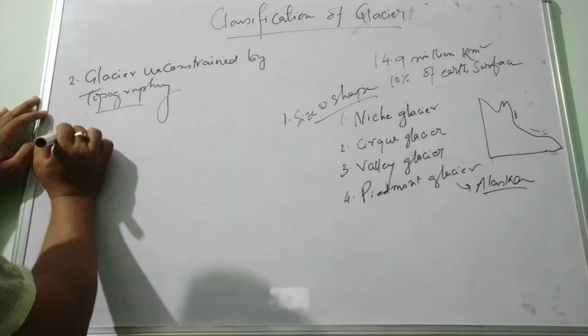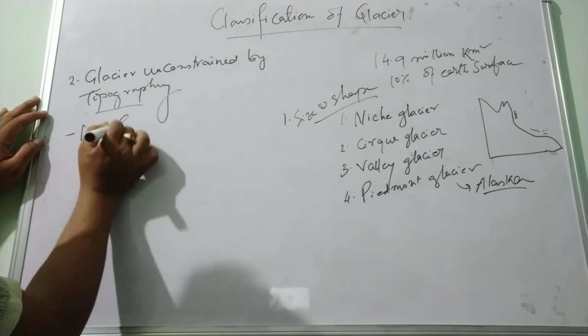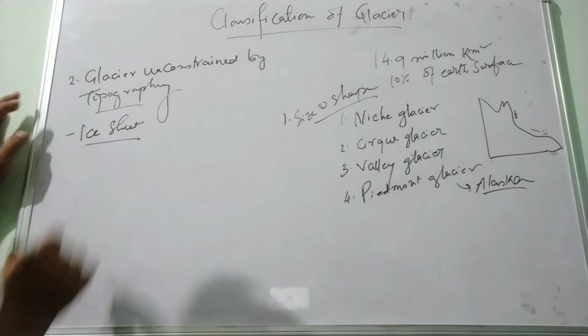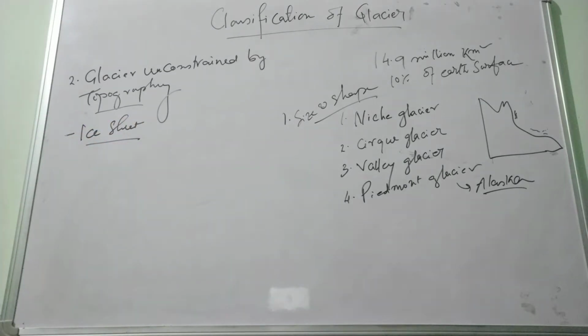For example, ice sheets. Based on that, the glaciers are classified as ice sheets, found only in Antarctica or Greenland. Ice sheets are enormous continental masses of glacial ice, spreading over approximately 50,000 square kilometers. Another example is Greenland; huge ice sheets also covered most of Canada.